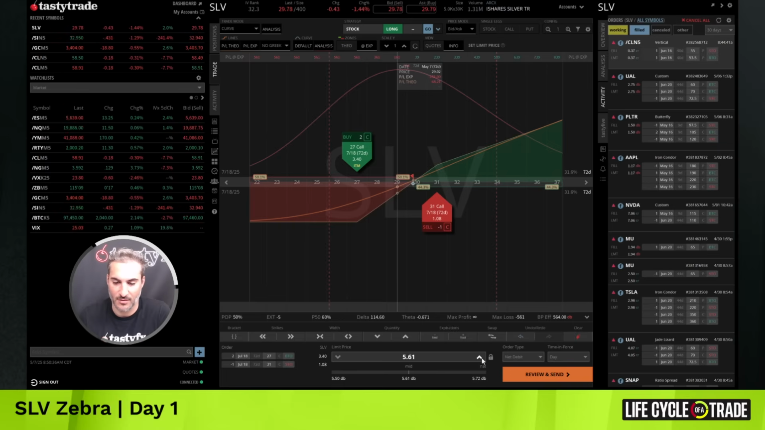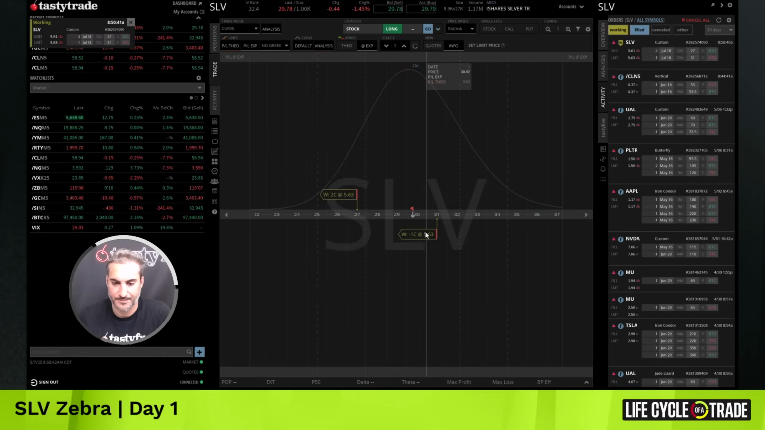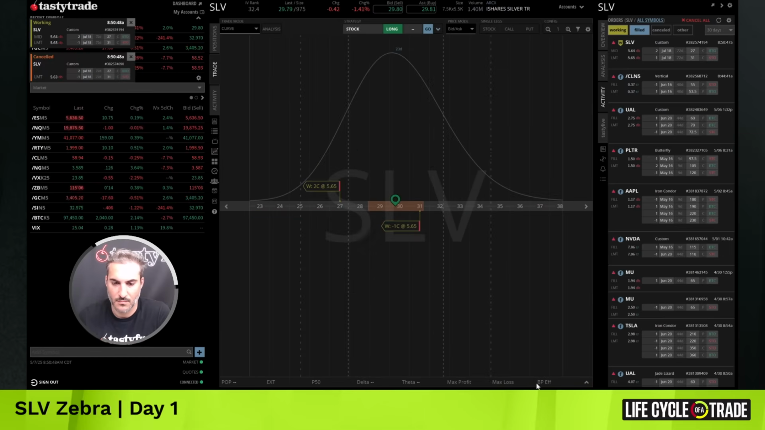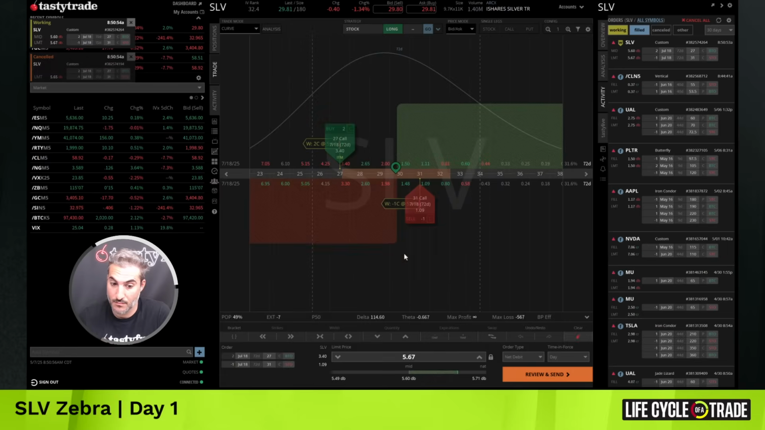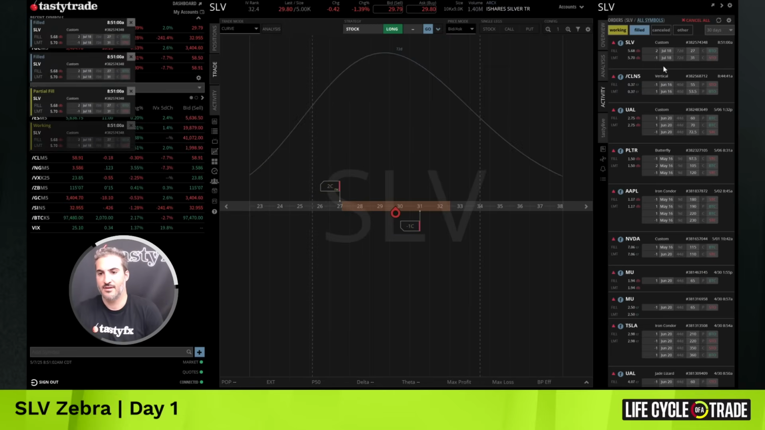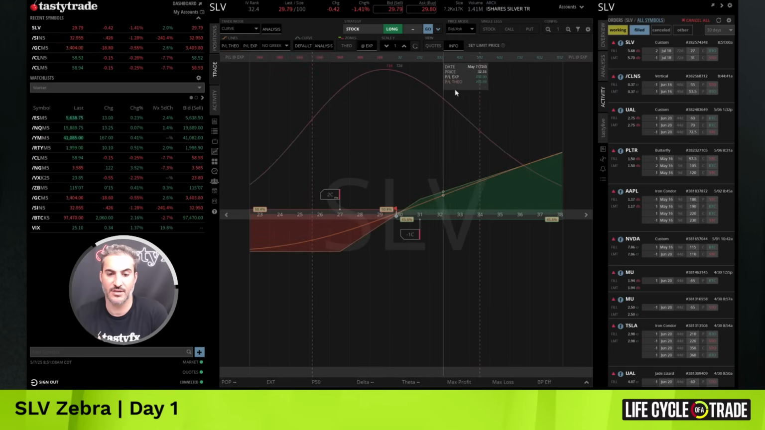Let's get it here. We're going to try and get filled here. Let's go a little bit above the mid and see if we get filled. No fill there. We cancel replace from here. Really going to make me work for this one. All right, we went in at 570, got filled at 568 here. We are long silver shares synthetically via the Zebra trade.